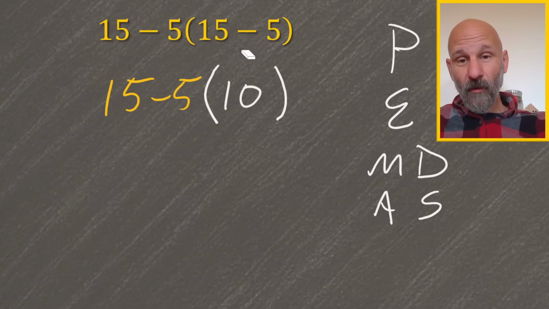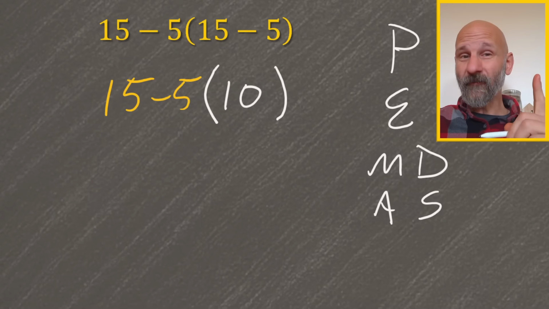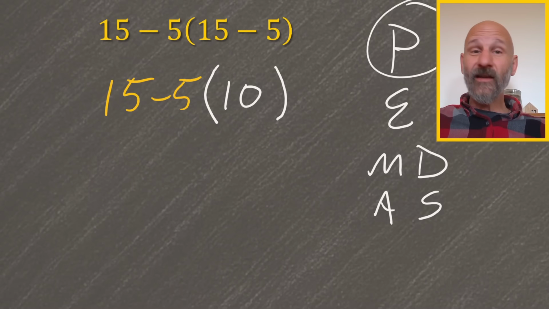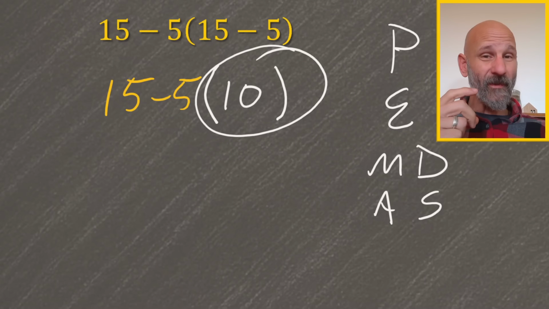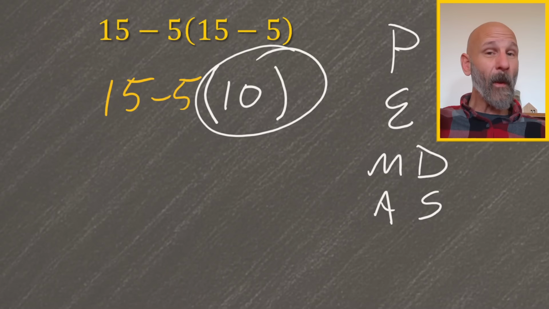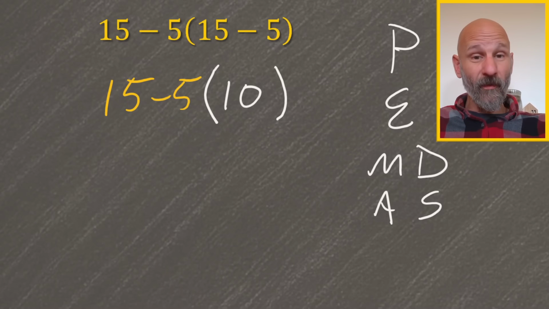There we go. Now if we're thinking parentheses and we only look for parentheses, we might also get this one wrong. That P for parentheses actually stands for grouping symbols. Now this parentheses here is not a grouping symbols parentheses. It actually stands for multiplication. Okay, so we're done with parentheses.